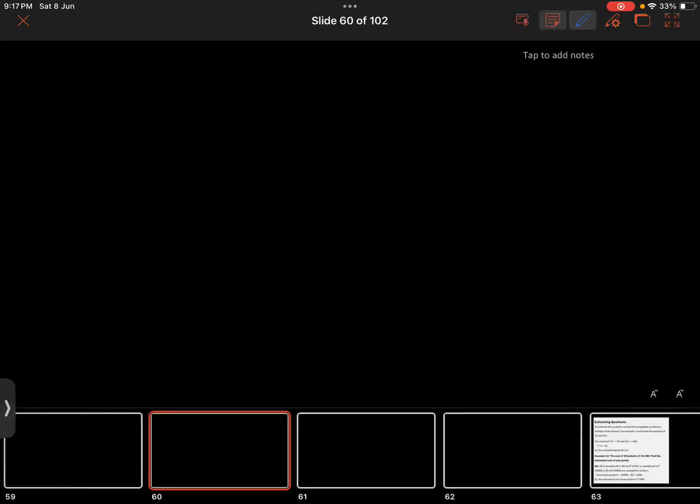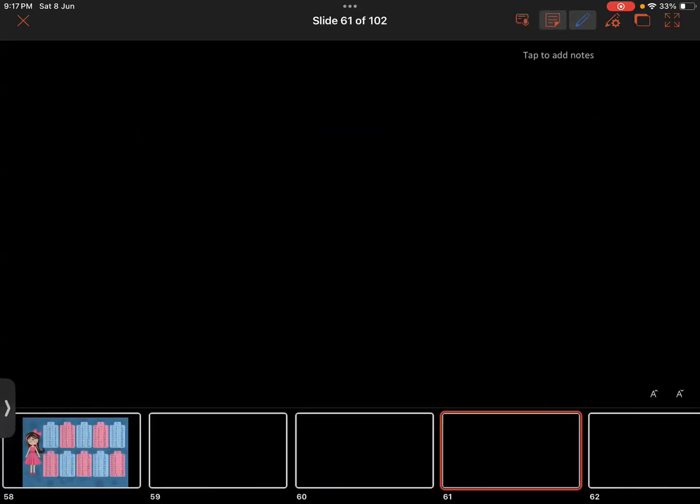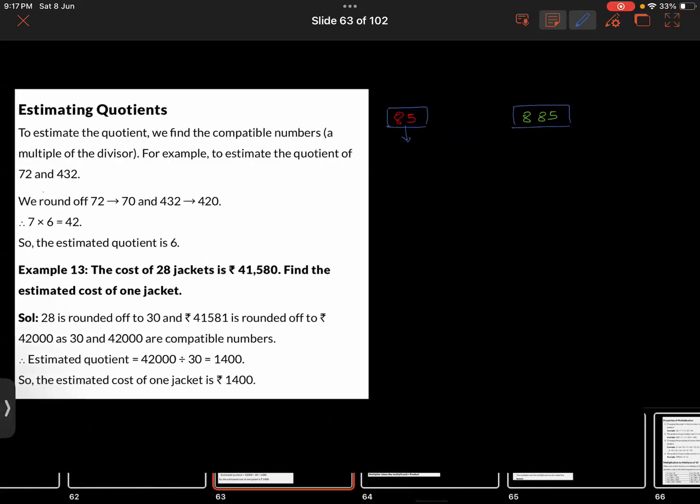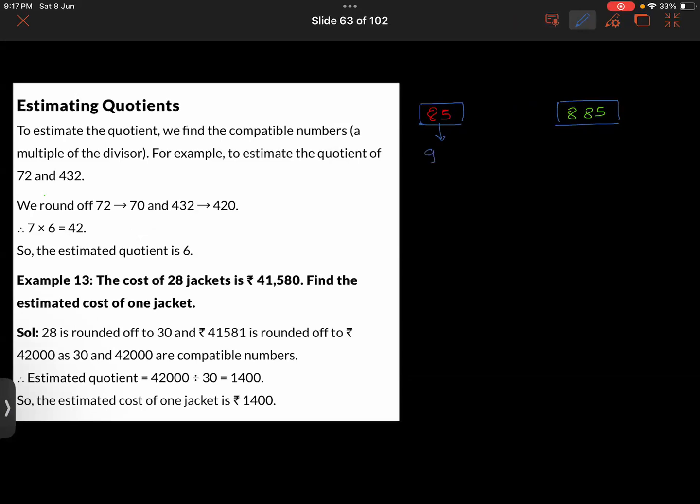One moment. It's 80? No, that isn't 80, it's 100. So rounded off to the nearest 10 it becomes 90. When you're rounding it off to the nearest 100, then 85 will become 100, right?